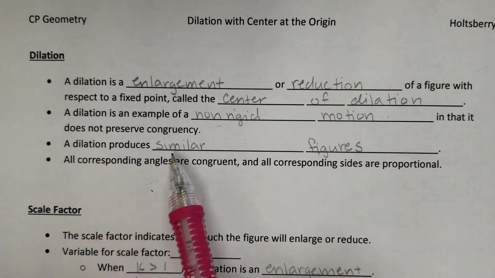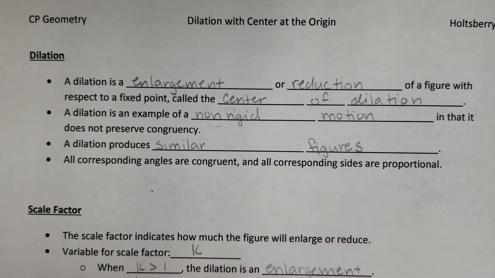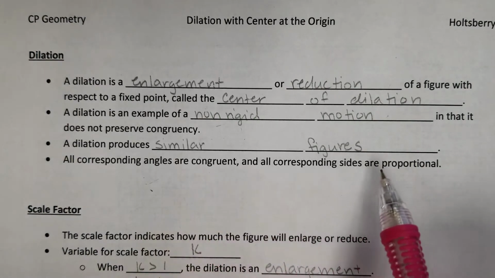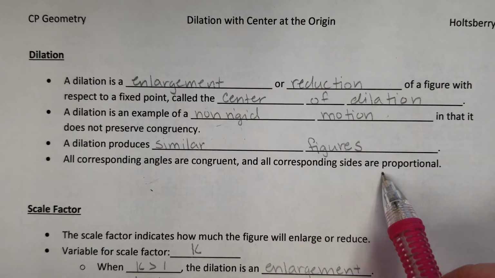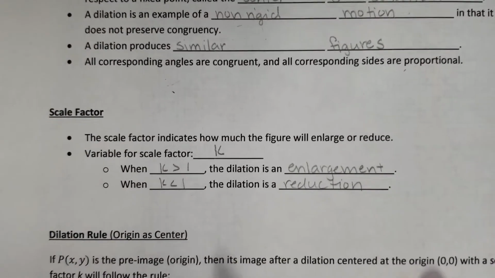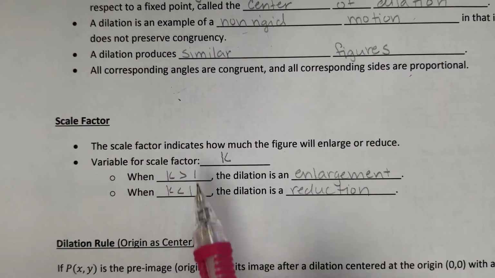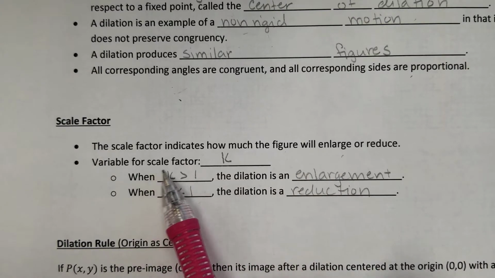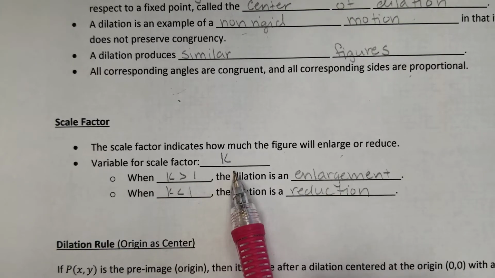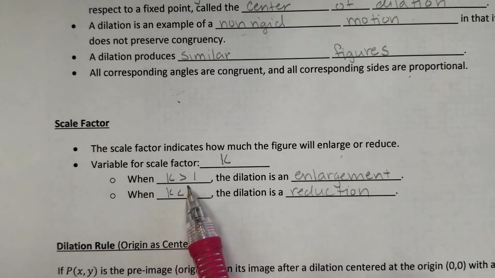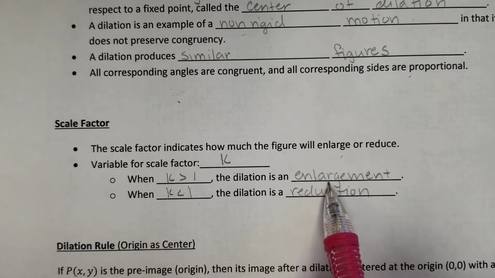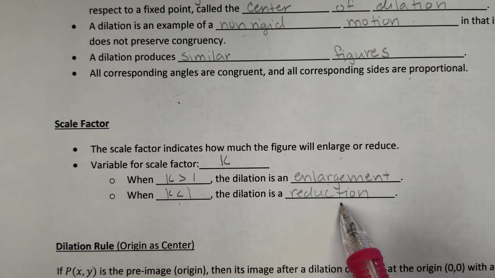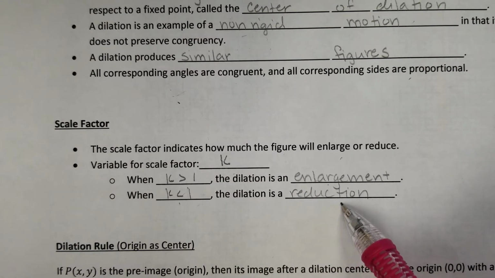Because it changes the size, it produces similar figures instead of congruent figures, which means all of the angles are congruent, but corresponding sides are proportional. Each dilation will have a scale factor, and that scale factor indicates how much the figure will enlarge or reduce, and the variable for a scale factor is k. If k is greater than 1, then the dilation is an enlargement, which means it gets bigger. When k is less than 1, the dilation is a reduction, so it gets smaller.